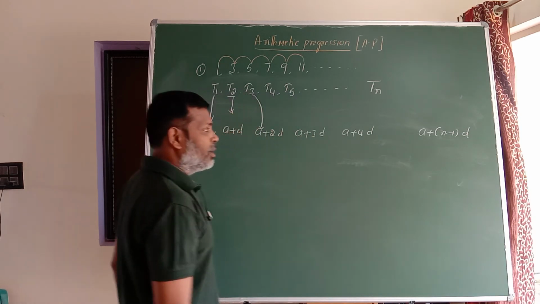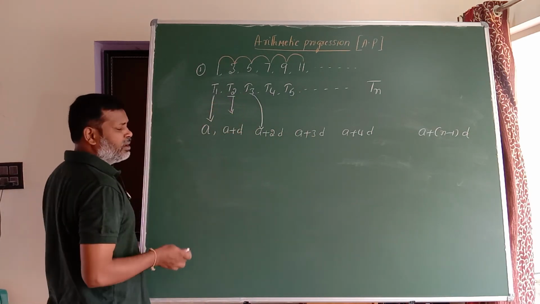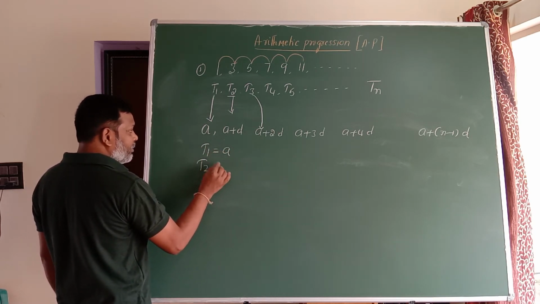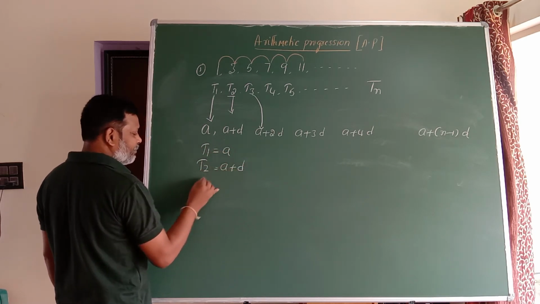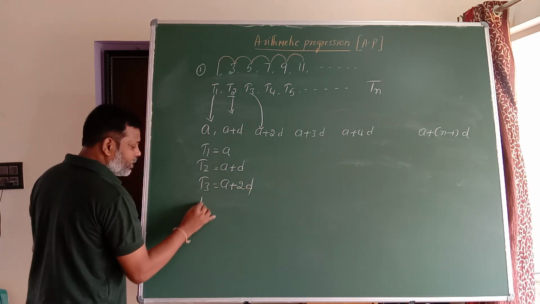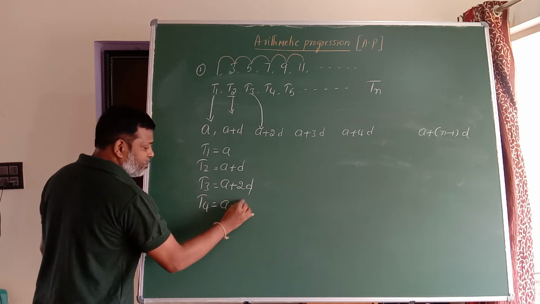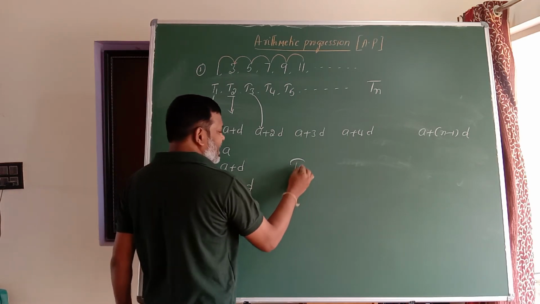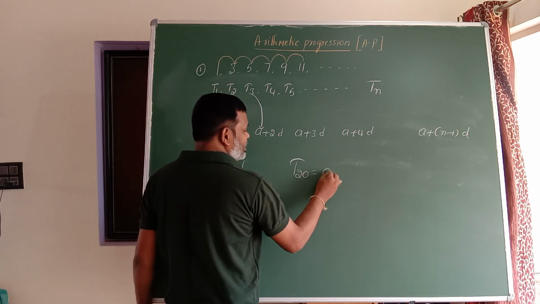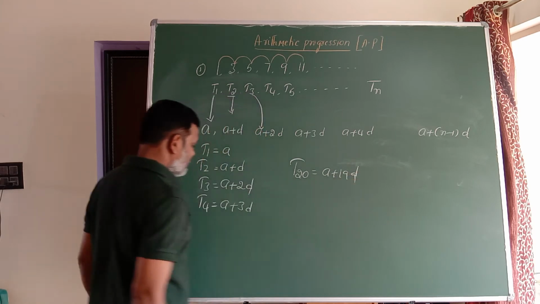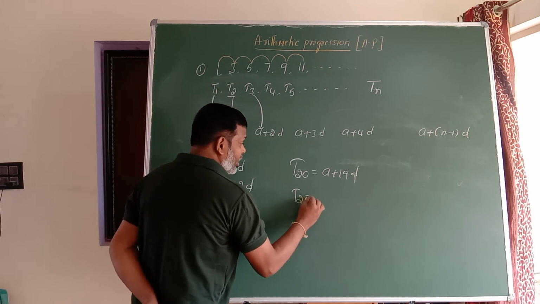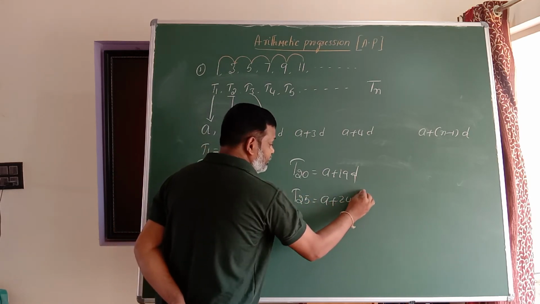Have a look on this. What is T1? T1 is equal to a. T2, the second term, is given by a plus d. T3, the third term, is given by a plus 2d only. The fourth term is given by a plus 3d. In general, how will you get the T20 term? That is a plus 19d. T25 is given by a plus 24d.